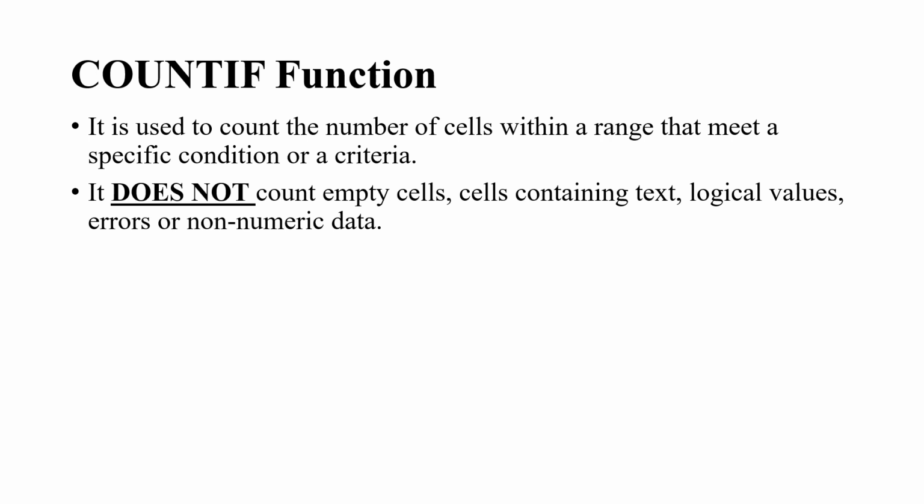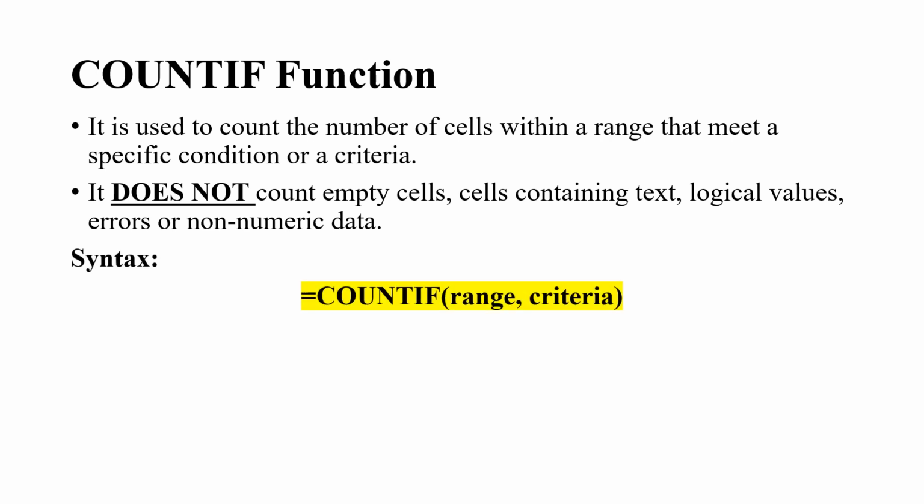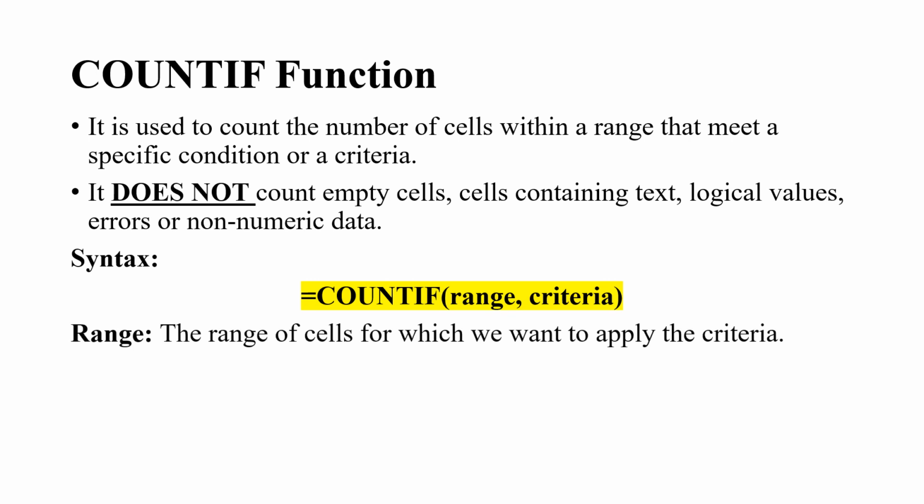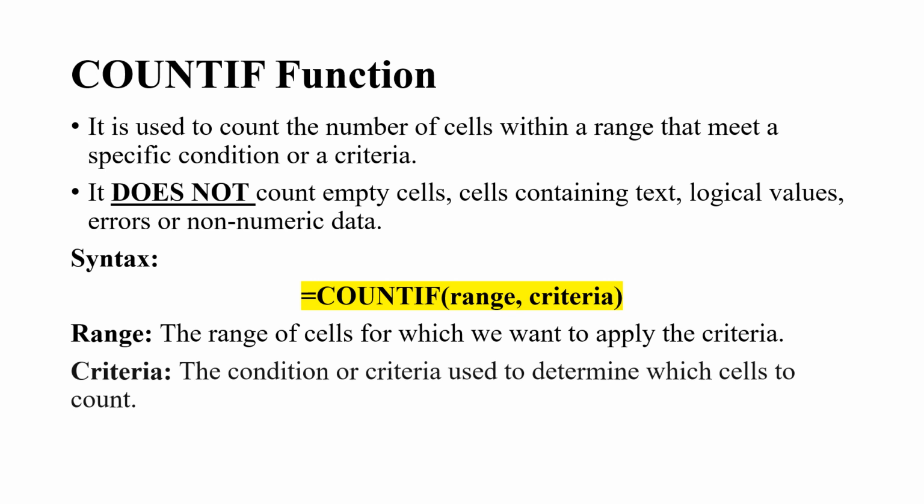The syntax is we just have to say equals to COUNTIF. The first argument is the range and the second argument is the criteria, where range is the range of cells for which we want to apply the criteria, and criteria is the condition used to determine which cells we need to count.